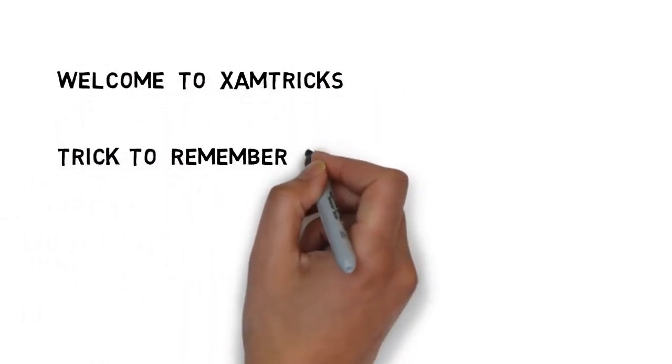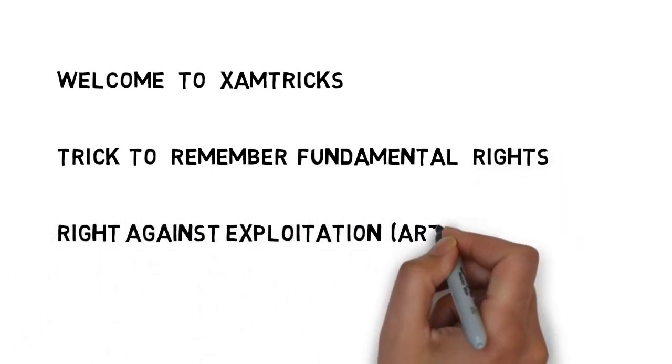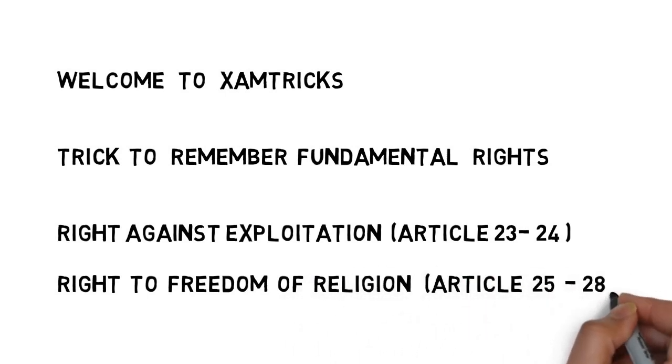In the previous videos, we learned tricks to remember fundamental rights from Article 14 to 22, and in this video, we will try to learn a trick to remember the articles of Right Against Exploitation, Article 23 and 24, and the articles from Right to Freedom of Religion, that are from Article 25 to 28. Right Against Exploitation contains two articles.